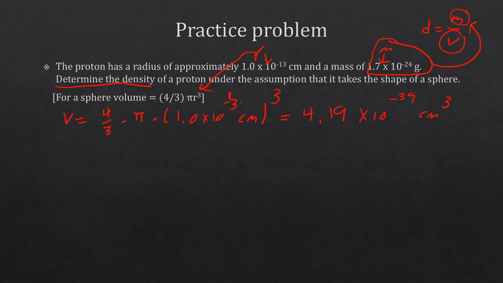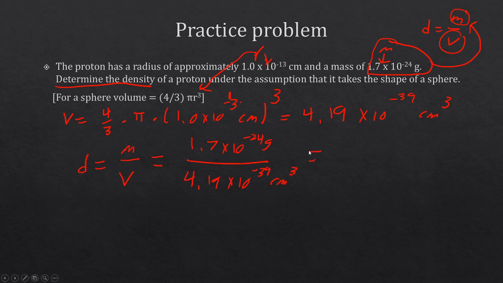And I'm checking my work real quick. I made some errors in the last video I don't want to do again. Yep. So this is my volume. So now we're not done. We had to put it into density equals mass over volume. So we have M over V. So we have 1.7 times 10 to the negative 24th grams divided by 4.19 times 10 to the negative 39 cubic centimeters. So we'll plug these in.